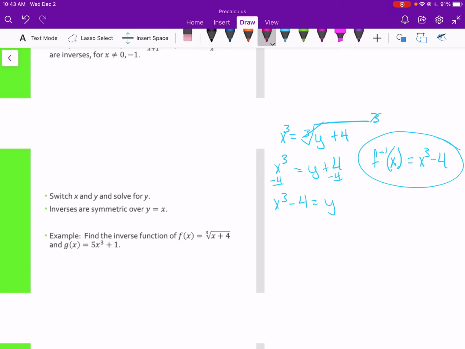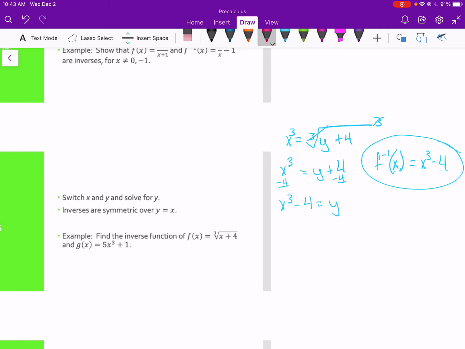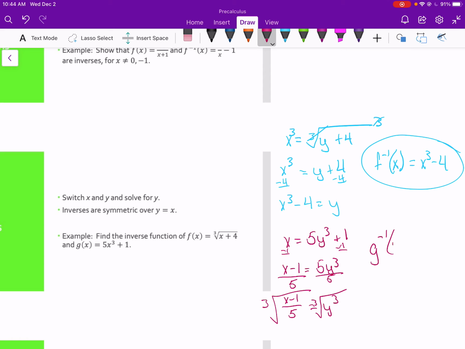Let's look at g. g of x is equal to 5x cubed plus 1. I'm going to switch my x's and my y's, so now x is equal to 5y cubed plus 1. I'm going to subtract 1: x minus 1 equals 5y cubed. Divide this whole side by 5, and we have x minus 1 all over 5 equals y cubed. To get rid of the cube, we take the cube root of both sides. So now our g inverse of x is equal to the cube root of x minus 1 all over 5.